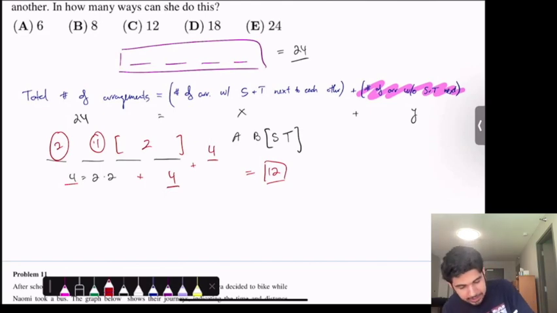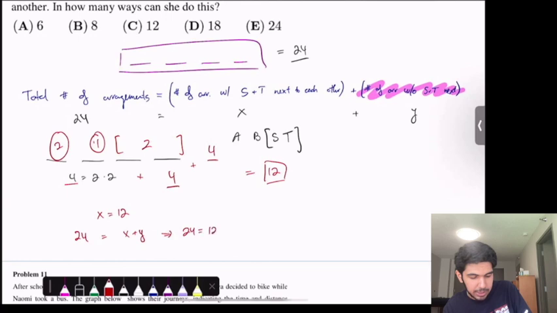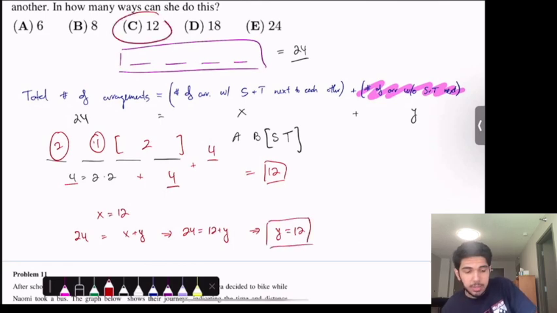So that means x equals 12. So we have 24 equals x plus y, which means that 24 equals 12 plus y. Therefore, y equals 12. And that will be our answer.